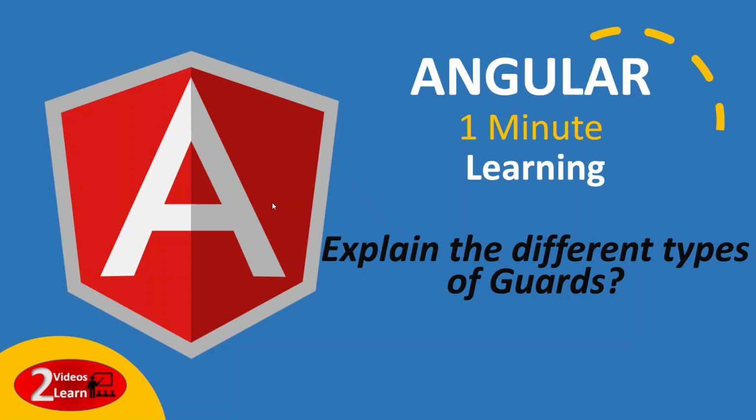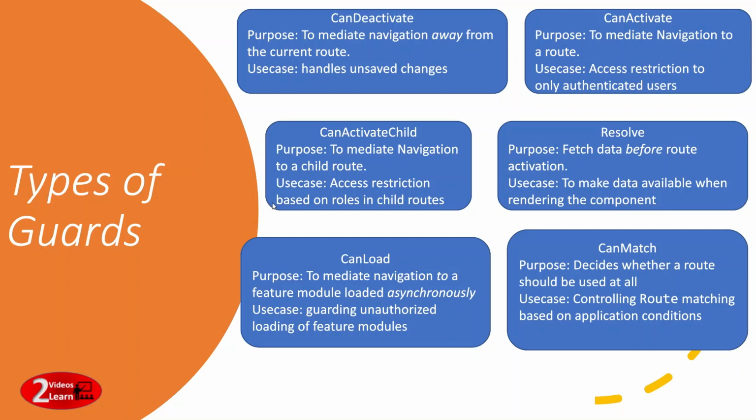Explain the different types of guards. The router supports multiple guard interfaces. Accordingly, we have classified them. The first one, the router checks for the canDeactivate guard, and the purpose of this particular guard is to mediate navigation away from the current route. The use case is to handle unsaved changes. You have a form, you have started filling in the form, and you are trying to navigate to another page. During that time, the canDeactivate guard can be used to prevent that navigation.